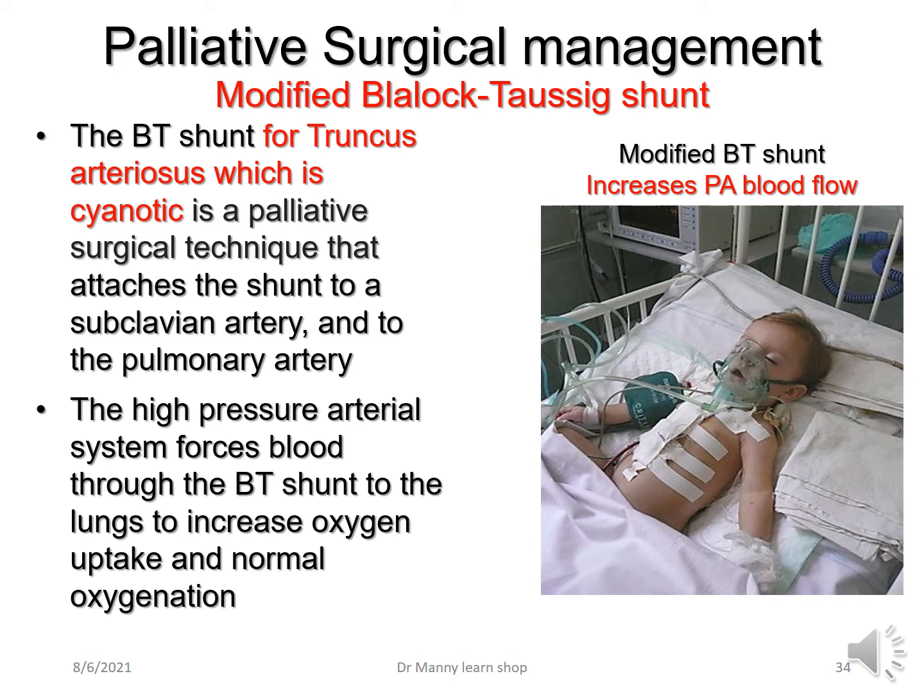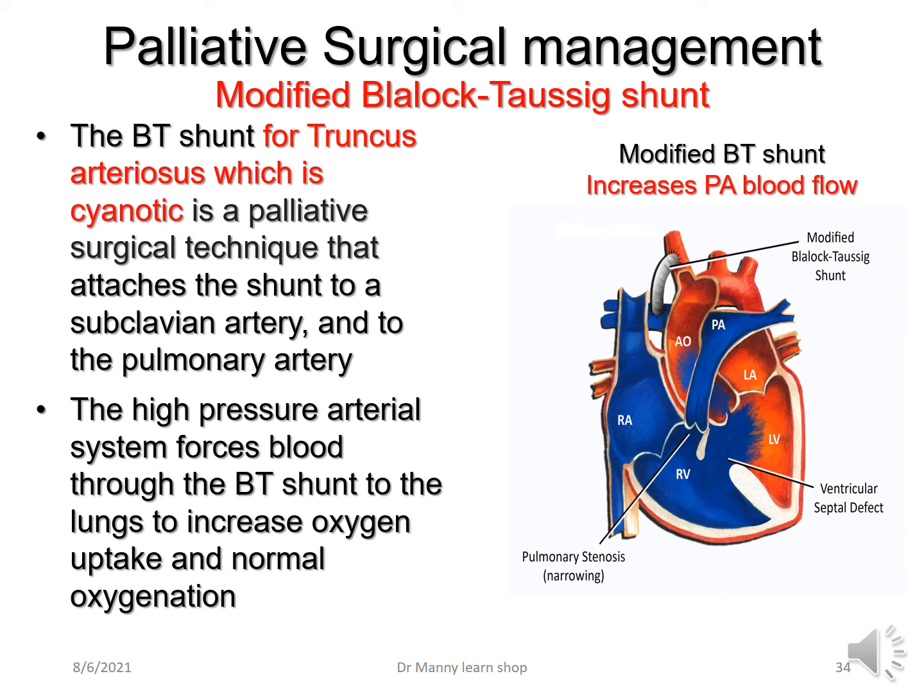Another palliative surgical management technique is the Modified Blalock-Taussig shunt, which we've discussed previously. And the Blalock-Taussig shunt for Truncus arteriosus is for cyanotic situations. It's a palliative surgical technique that attaches the shunt again to the pulmonary artery and the subclavian artery. And it's the high pressure of the arterial system that forces blood through the BT shunt to the lungs to increase oxygen uptake and normal oxygenation. It's to increase pulmonary blood flow, the modified BT shunt.